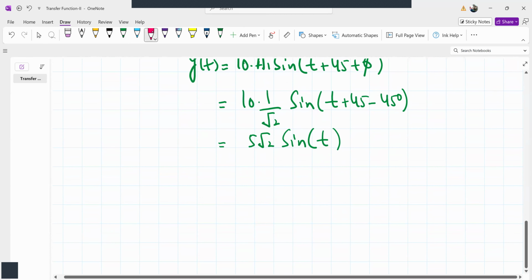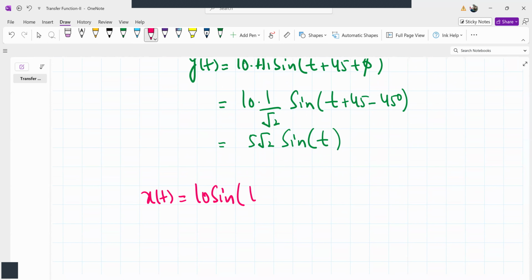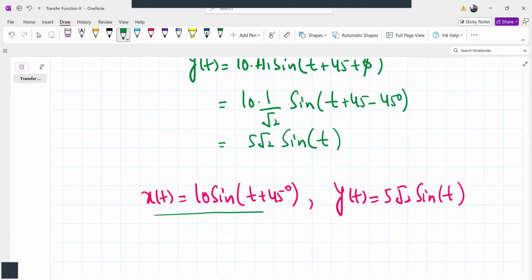So output for the input is simply 10 sine of t plus 45 degrees. Output of this network or system is 5 under root of 2 sine t. Okay. So if you look at the input and output of this network or system, we'll see only two quantities change from input to output.